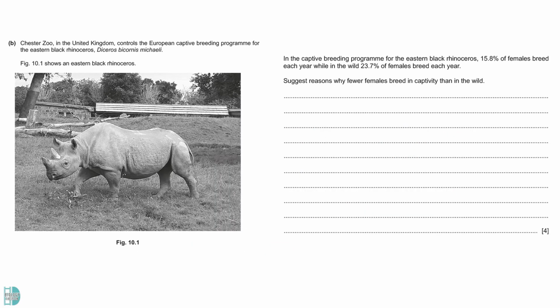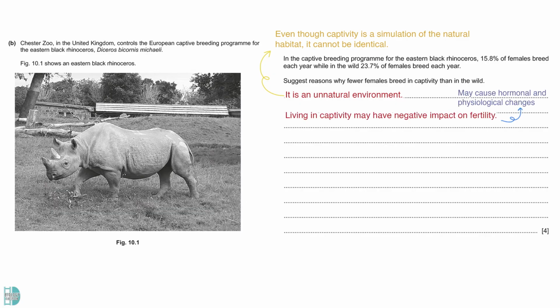B wants you to suggest reasons why fewer female black rhinos breed in captivity than in the wild. Captivity is a simulation of the natural habitat, but it cannot be completely identical. So, it is an unnatural environment for the animals. This can bring about hormonal and physiological changes that have negative impacts on fertility. Some animals might have behavioral changes and refuse to mate. If they do not show courtship behavior, breeding will not be successful.